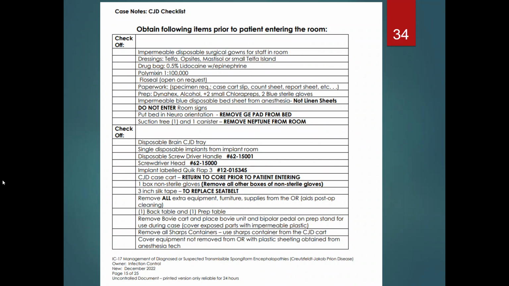A suction tree should be used with a canister in place of a Neptune to minimize the equipment in the room and to be more easily contained and sent for incineration. In regards to the OR bed and table, the gel pad should be taken out of the room, and disposable silk tape would be utilized to secure the patient in place of a seatbelt so that it would not need to be disposed and wasted. Signage should also be posted on the doors to decrease the unnecessary OR traffic and ensure only required personnel are in the room.